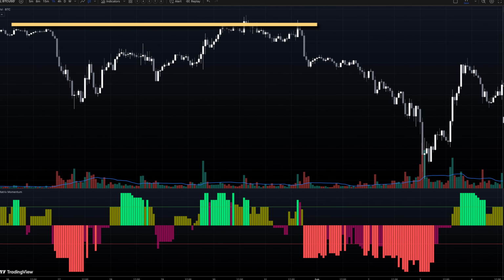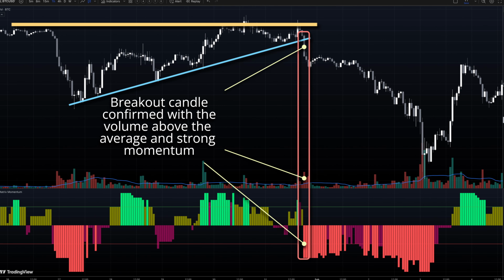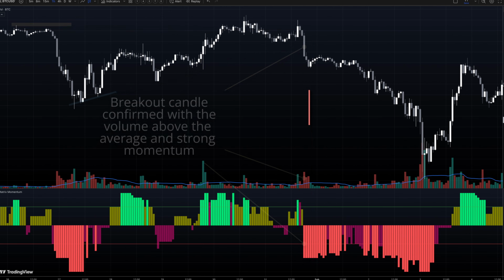Volume integration: look for higher volume during strong momentum bars. Be cautious of weak momentum signals on low volume.